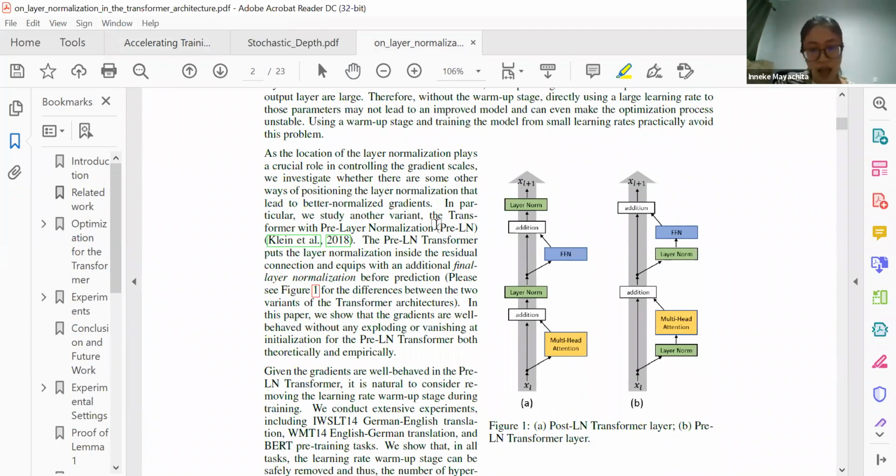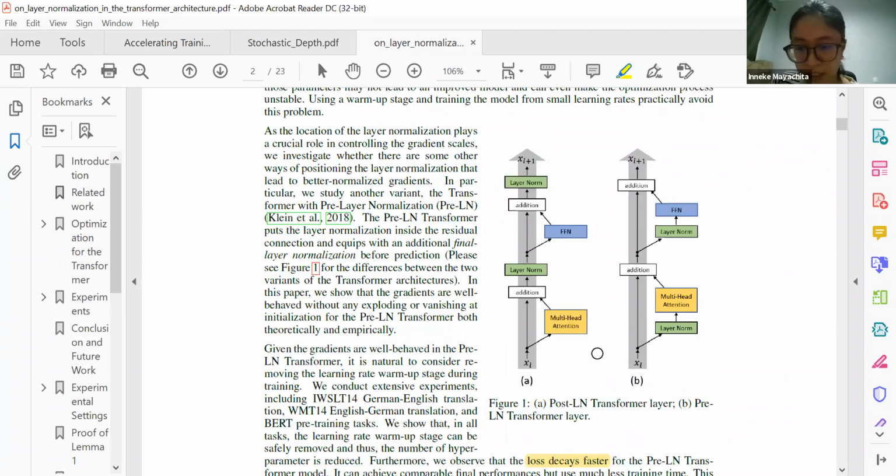To make it easier to visualize, we are going to look at the original paper that introduced this. The left figure is the original transformer architecture, where we see the layer normalization is positioned after the identity mapping part here, and also the same pattern here. And what pre-LN offers is that we move the layer normalization inside the residual part. So instead of doing it after the addition layer here, we do it before the attention.